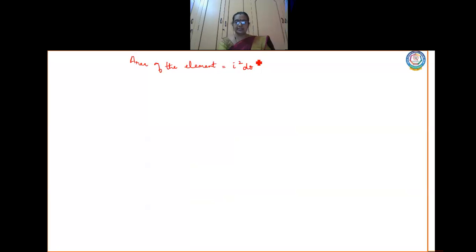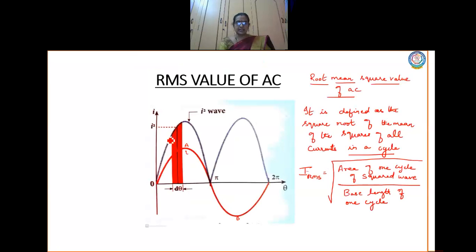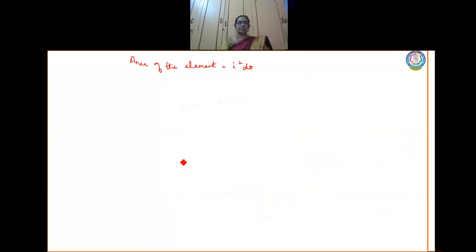Look at the diagram once again, children. Here it is breadth, and this will become the length. So it is I square. Now this is the maximum value, right? So this is the measurement. So it is I square d theta. So the area of the element is I square d theta. I'm going to find out the area of one cycle of the squared wave.